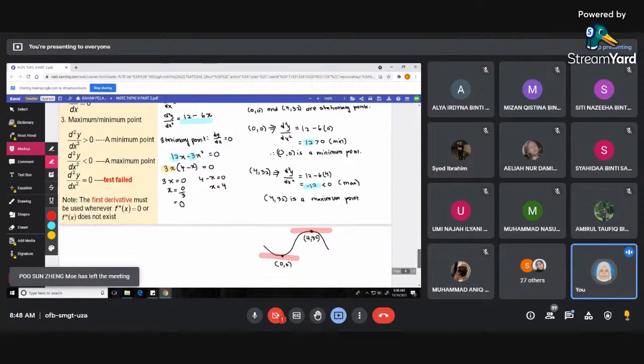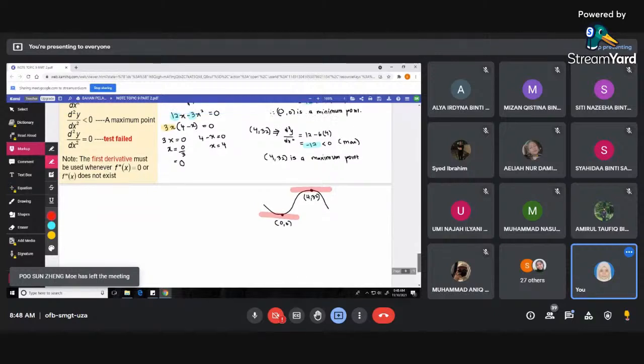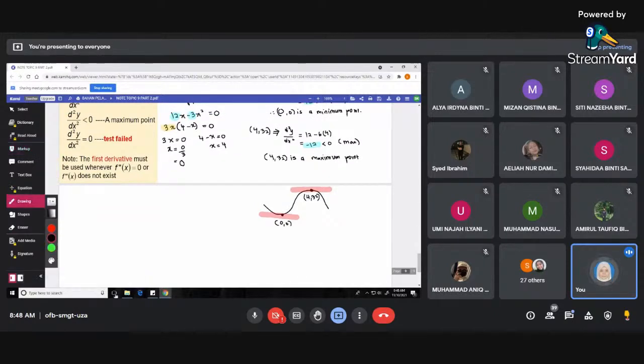You belajar cari apa hari ni kelas? Stationary point. Apa syarat nak cari stationary point? dy/dx equal to 0. Lepas tu you kena cari apa daripada stationary point?